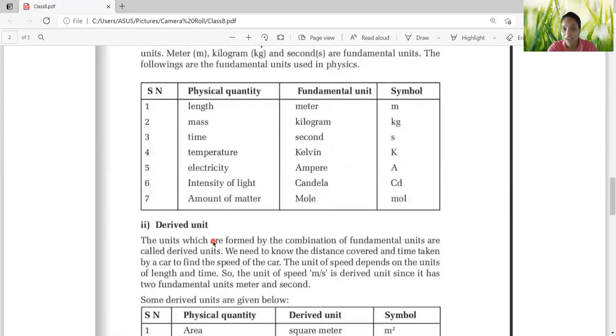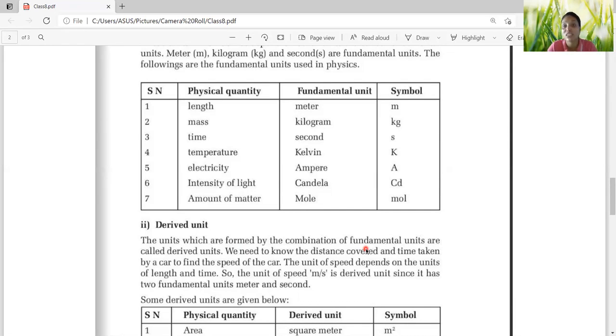Now this is the derived unit. The units which are formed by the combination of fundamental units are called derived units. They are formed by the combination of fundamental units like kilogram meter square, meter per second. All these are derived units. They are dependent on one another. They are not independent. That's why they are derived units.